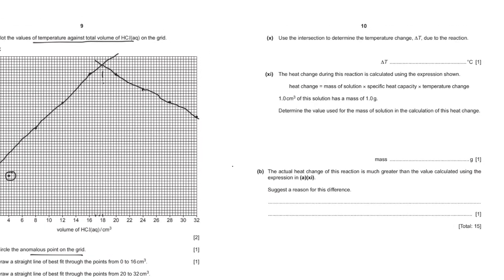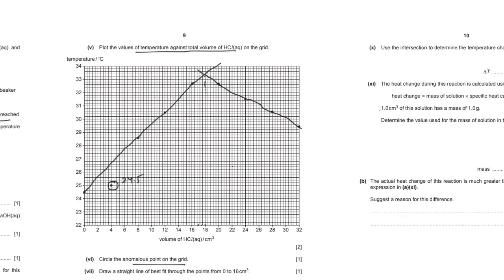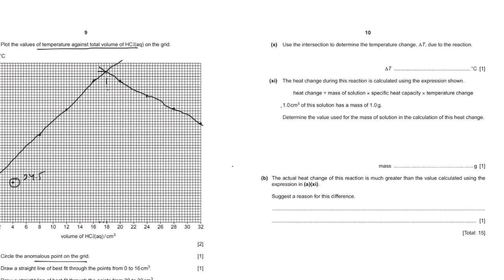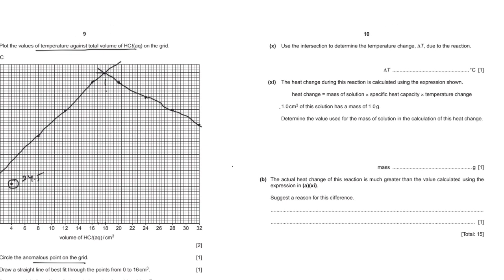Use the intersection to determine the temperature change due to the reaction. So to calculate the temperature change, you have to use the intersection, it has told you itself. So this was your initial temperature 24.5, and this was your highest temperature, which is around 33.2. Okay, so 33.2 minus 24.5 would be 8.7 degrees. 8.7 degrees.